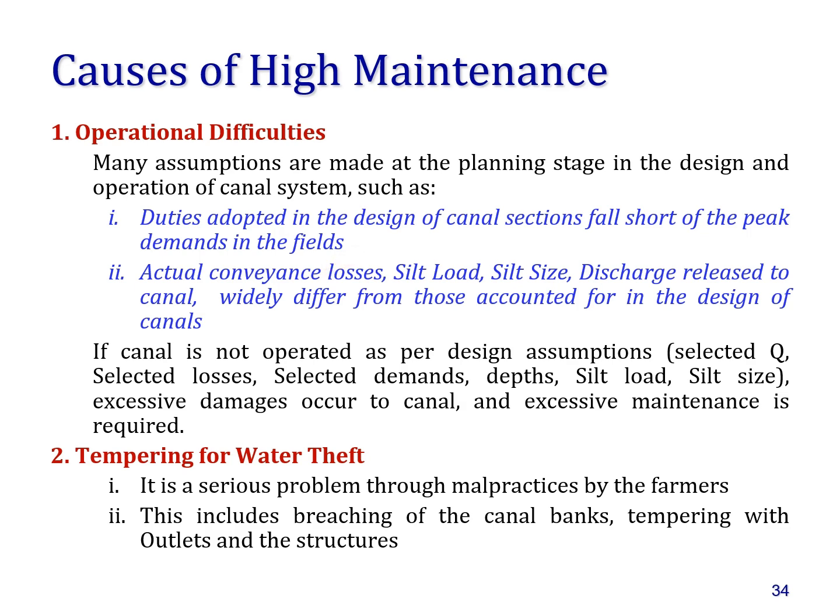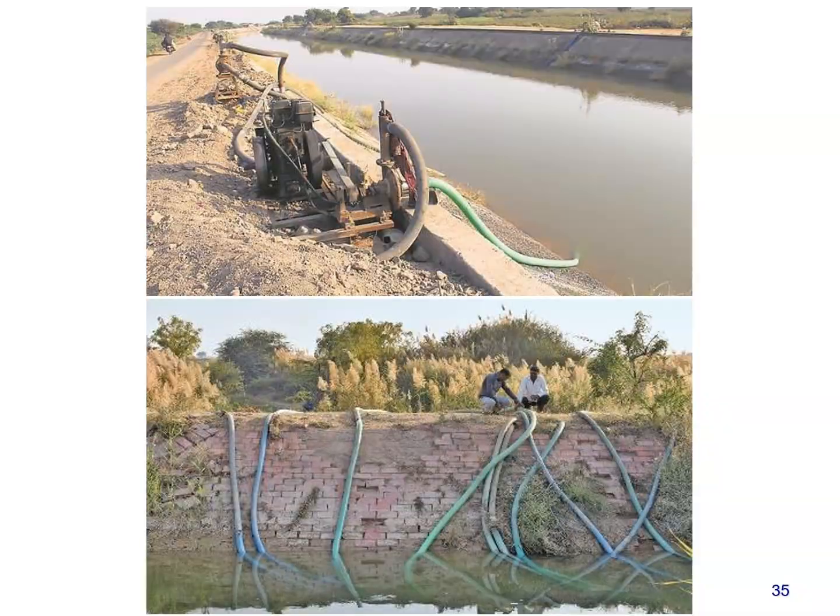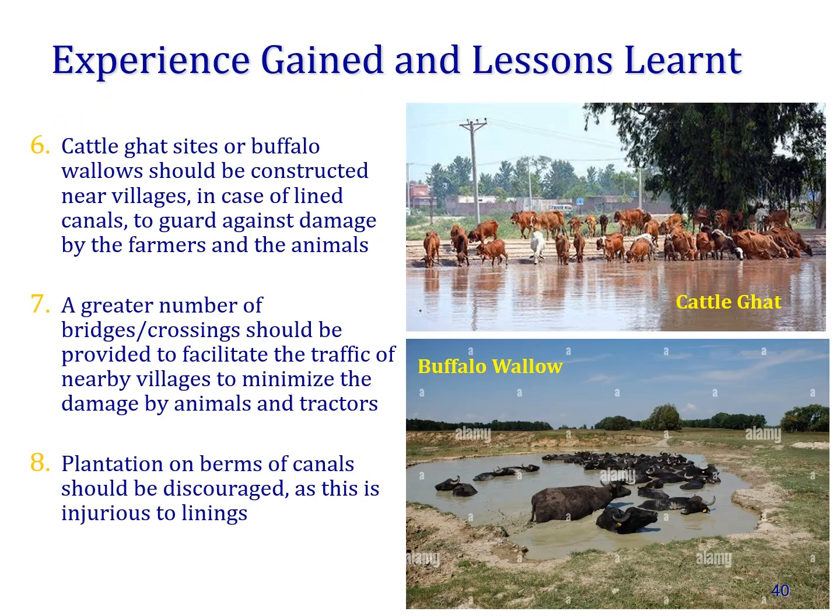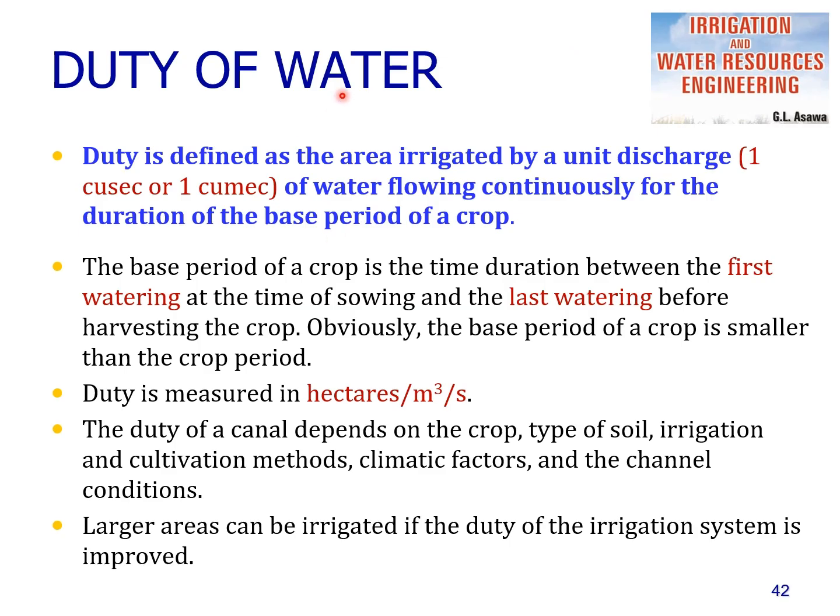Demand is more and the supply is less, because you assumed a duty of the canal less than what you should have adopted. What is the duty? Let me tell you what we mean by duty here. Duty of the water. Duty is defined as the area irrigated by unit discharge.